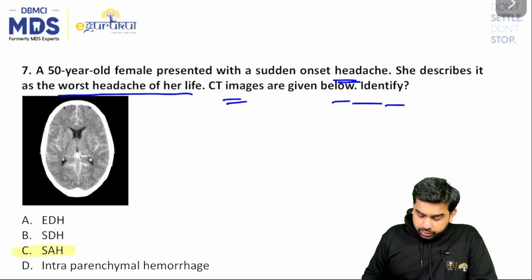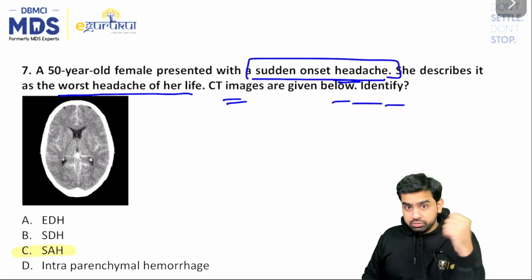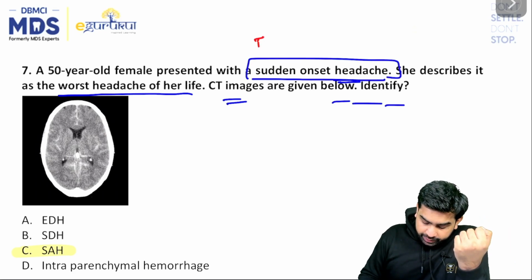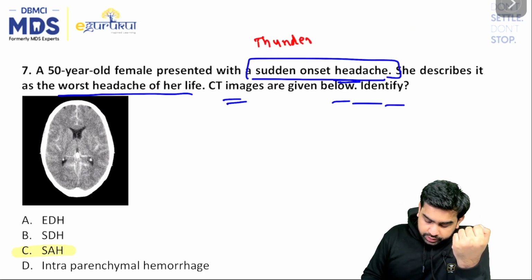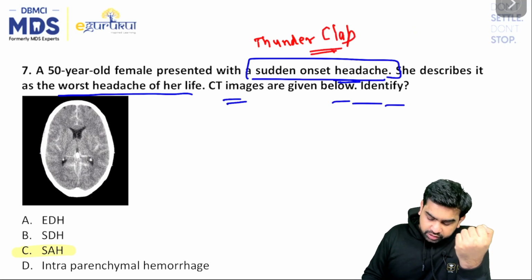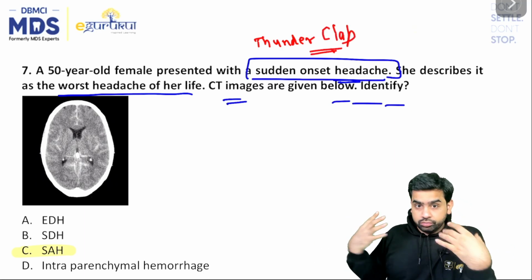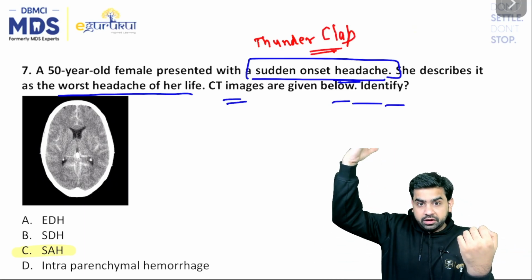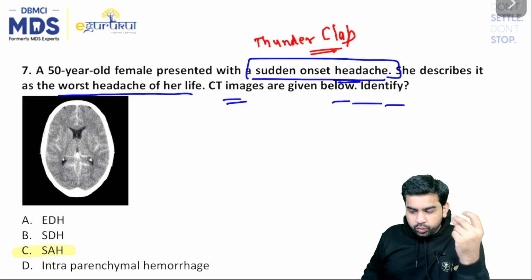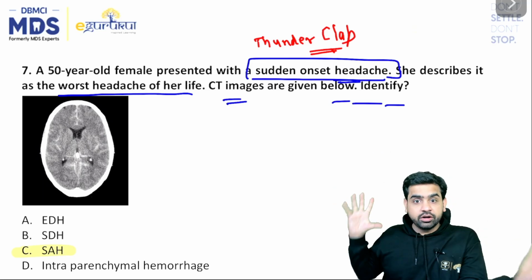Because here there is a female who is having a sudden onset headache. Sudden onset headache is what is called a thunderclap headache. So what do you understand by a thunderclap headache? Thunderclap means that, let's say I'm sitting over here and there is a lightning flash. Within a second I hear that rumbling sound, right?